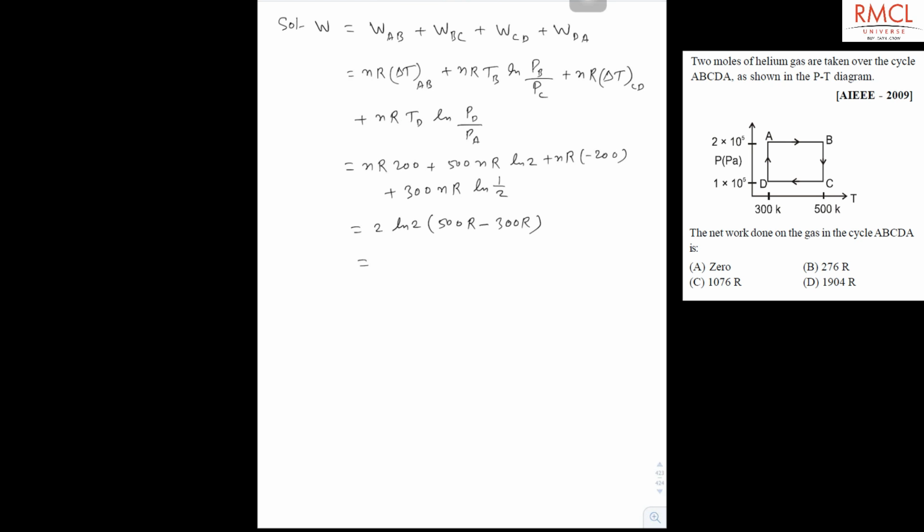So this will be equal to 400 R ln 2. So it is equal to 400 R, and ln 2 is equal to 0.693. So it is equal to 276 R. So this is the work done in cycle ABCDA. So B is the correct option.